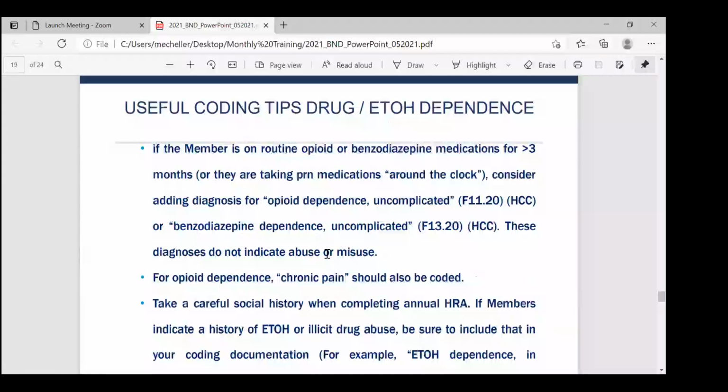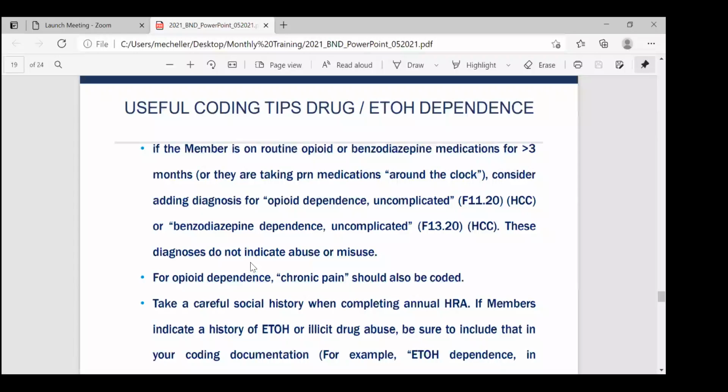So more useful coding tips related to drug and alcohol. Although we see a lot of mental illness diagnoses, we have those members that are in one of our SNPs where we tend to leave off the drug and alcohol dependence diagnoses. So these are examples of opiate diagnosis codes, uncomplicated, and benzo-dependent uncomplicated diagnosis codes that we find through chart review, but we do not find through encounter. So this slide is just an explanation of what we're not finding and the appropriate ways to measure this diagnosis and include it in your submission for encounter data.